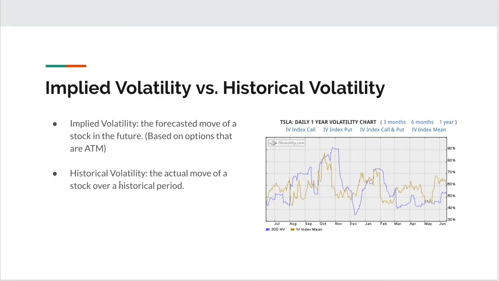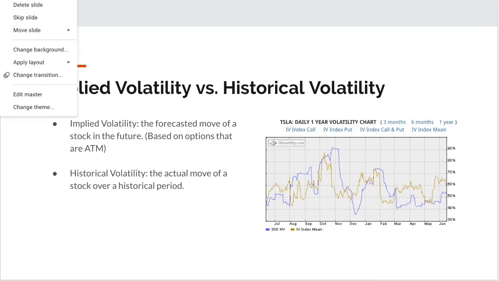Historical volatility, on the other hand, is the actual move of a stock over a historical period. So implied volatility is a forecasted number. It's not set in stone. The stock may move between those two numbers and may go above, or it may be lower than those two numbers. However, historical volatility is the actual move of a stock over a historical period.